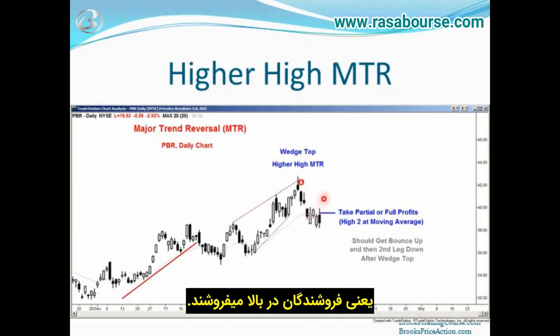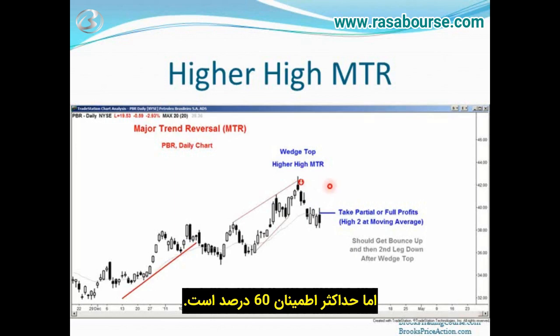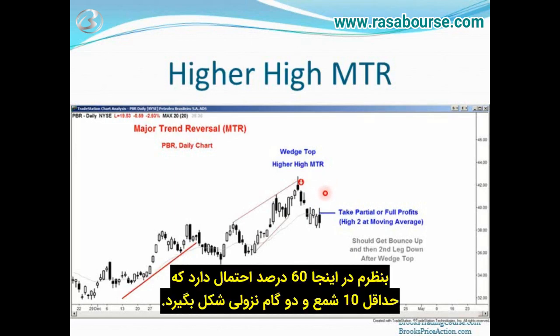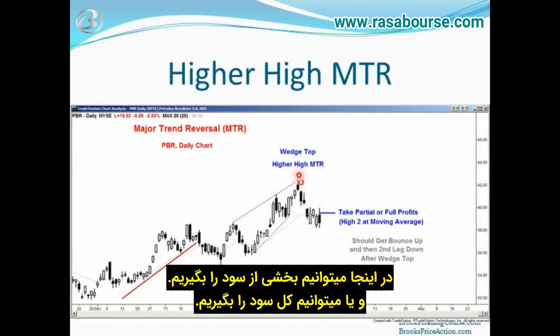So that means I think that there'll be sellers above, and that we'll get a lower high rather than getting above the high of this bar. But the most you can be certain is 60%. At the moment, I think it's 60% certain that we'll get at least 2 legs down and at least 10 bars down. Because of the high 2, and because we're around twice the height of the signal bar, twice the size of the risk, this is a good location for taking partial profits or even full profits.